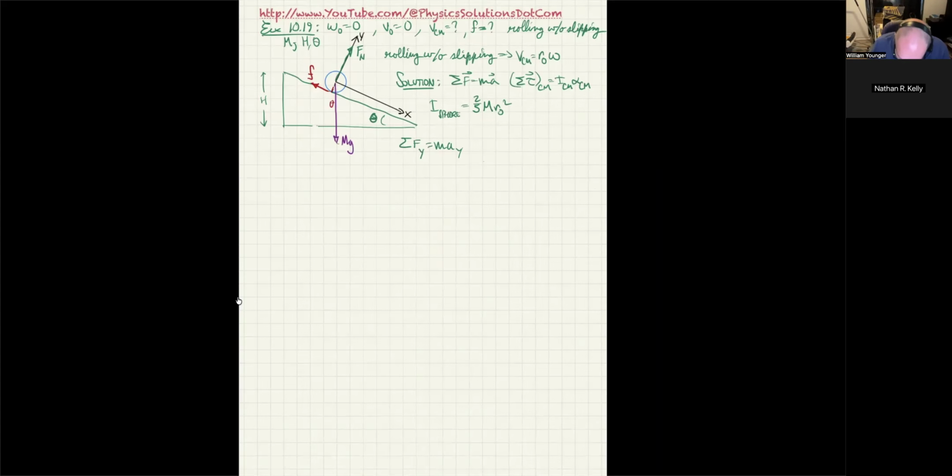Now, in addition to that, we've got to break down this force, which is the weight, into components parallel to the x-axis and parallel to the y-axis.